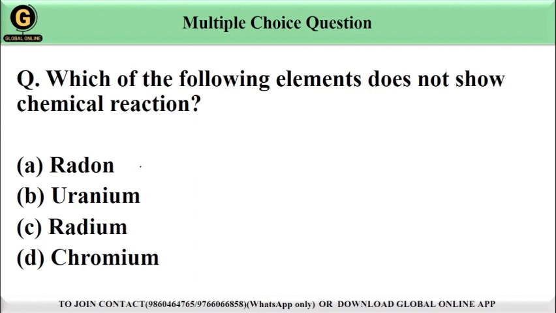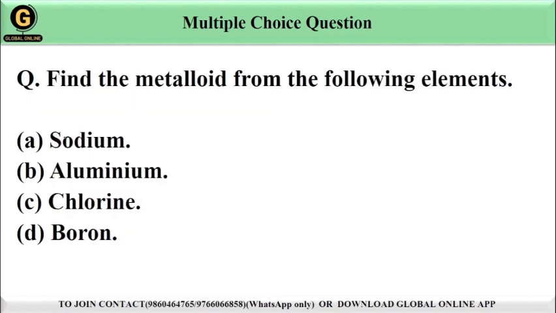Radon is present in group 18 of the periodic table. Other examples of noble gases are helium, neon, argon, krypton, xenon. Okay, understood? So the correct option for this question will be option A, radon.